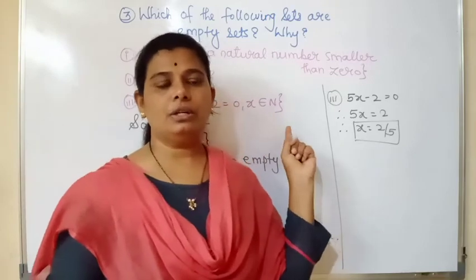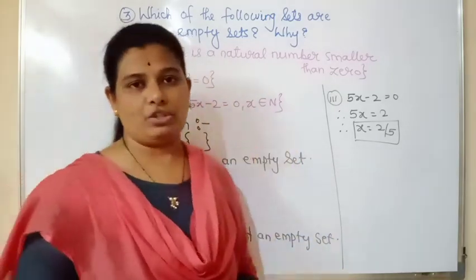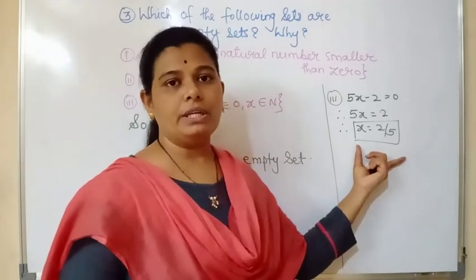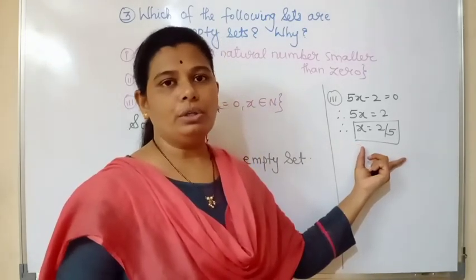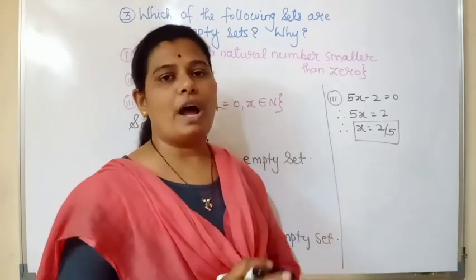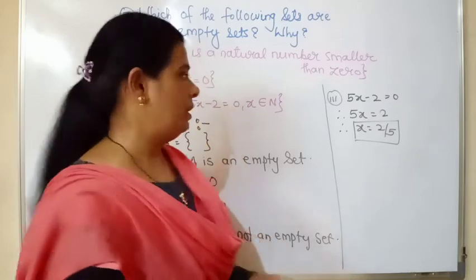Which is that condition? That x belongs to natural number. Now tell me one thing. Is 2 upon 5 a natural number? What do you think? Is it a natural number? No. So 2 upon 5 is not a natural number.